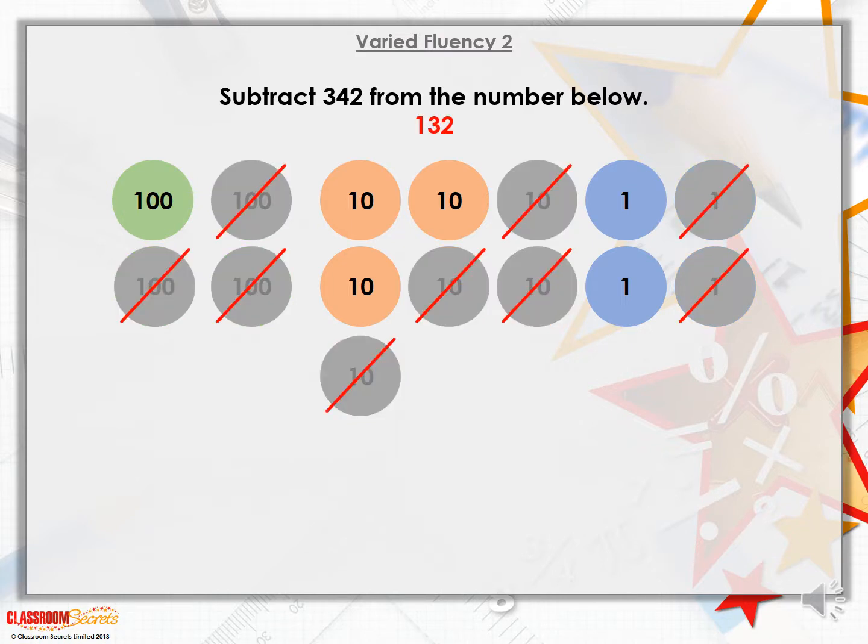They've done the same. So it's taken again 2 away from the ones, 4 away from the tens, and 3 away from the hundreds, and they have got 132.